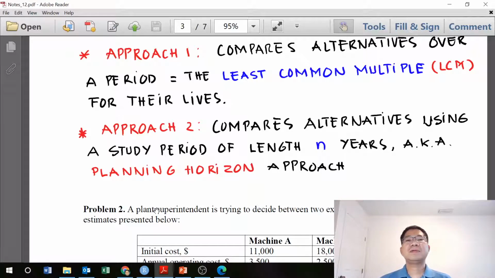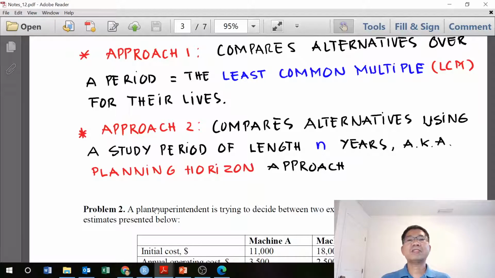So first, review calculus. What is the least common multiple? For example, if one project has a 2 year life and the other project has a 3 year life, then the least common multiple is 6 years. Remember common factor? So that's what we have. If one project has a 4 year life and the other an 8 year life, then the least common multiple is not 16 years, but only 8 years. Make sense? So that is the least common multiple.